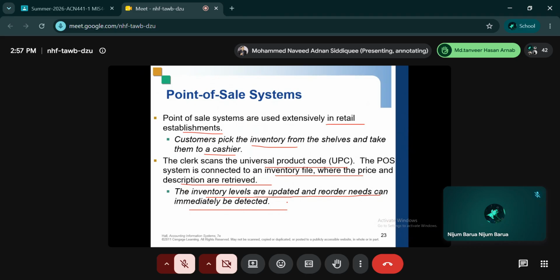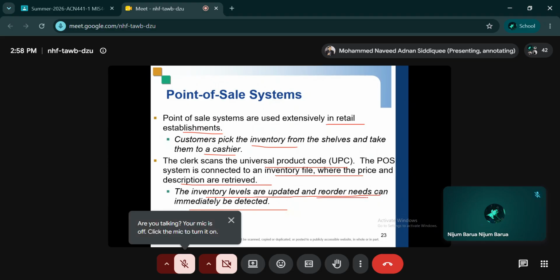So what happens is the customer goes to the shop, takes the product from the shelf, takes it to the counter. The salesperson will scan the barcode on the product. So on the computer of the salesperson, the inventory details will come up: price, quantity, weight, etc., right? So all of these details will be displayed. Once the transaction is executed, the level of the inventory will go down. The inventory level will be updated. And if there is a need to reorder, that need can be calculated.